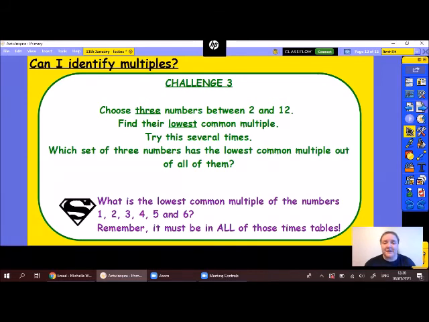Try this several times with different sets of numbers and see if you can find which one has the lowest common multiple out of all the sets.